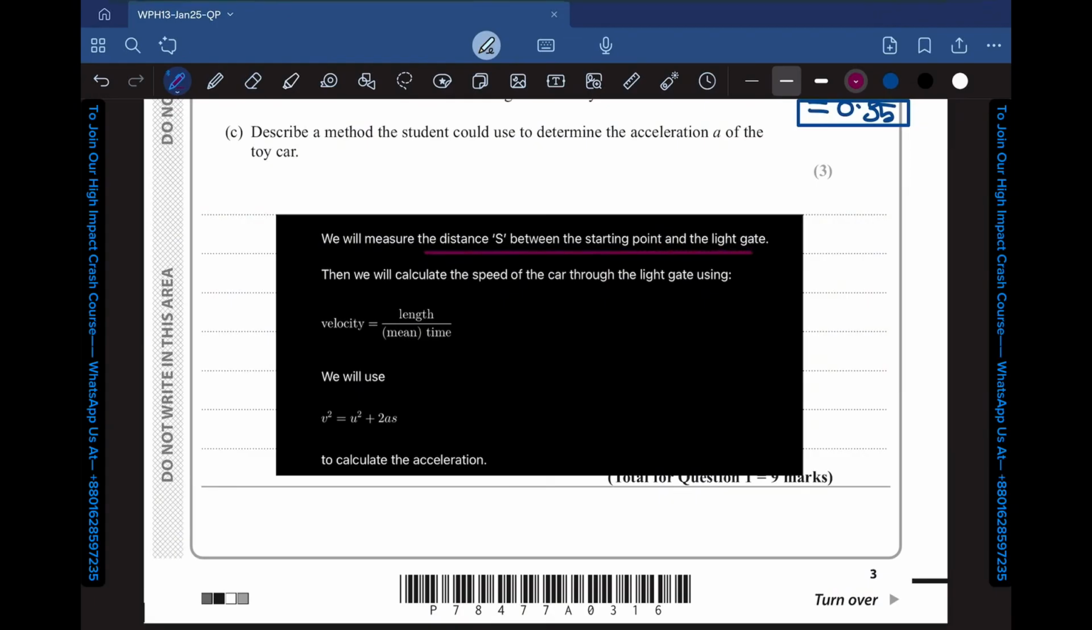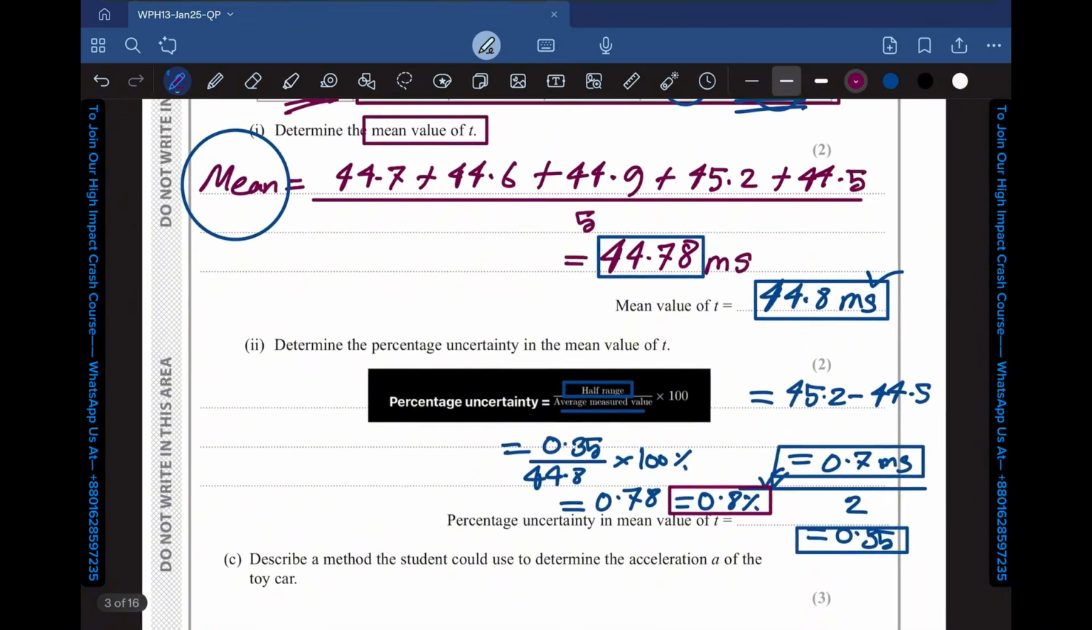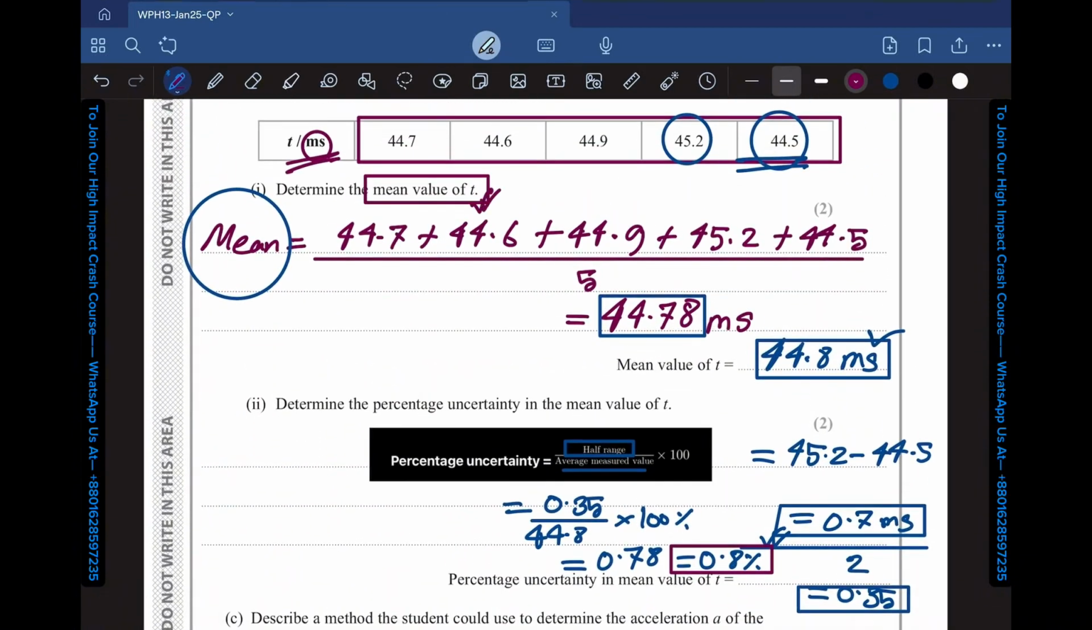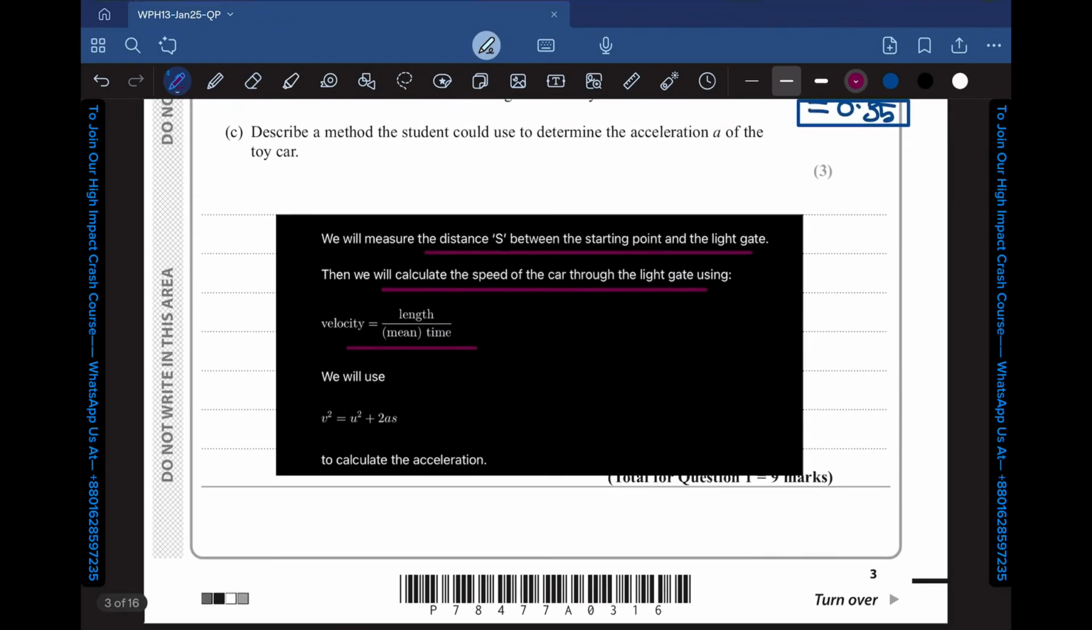it actually accelerates. Then we will calculate the speed of the car to the light gate using length divided by mean time. Okay, we will use this mean time. It is important to mention this main part. Then we will use v square is equals to u square plus 2as to calculate the acceleration. So this is gonna be our method to determine the acceleration of the toy car. Hopefully you guys have understood it completely.